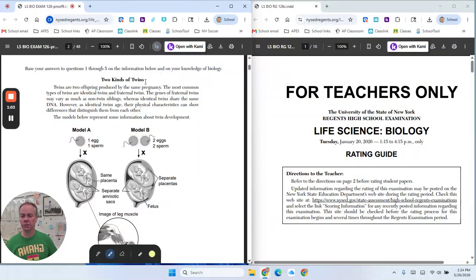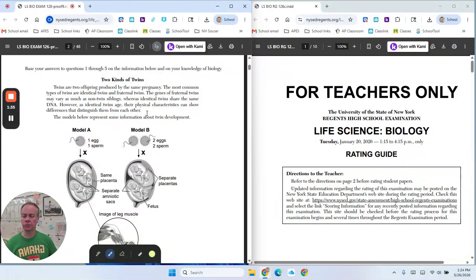So the title of this is Two Kinds of Twins. I'll read over this introduction. Twins are 2 offspring produced by the same pregnancy. The most common types of twins are identical twins and fraternal twins. The genes of fraternal twins may vary as much as non-twin siblings, whereas identical twins share the same DNA. However, as identical twins age, their physical characteristics can show differences that distinguish them from each other. Okay, so we have a little bit of information there.